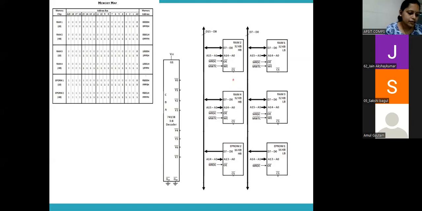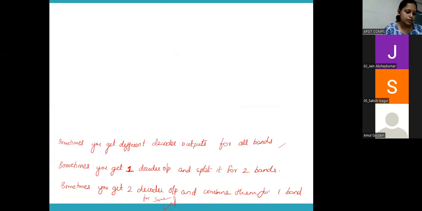Write down. Design an 8086 based minimum mode system working at 6 megahertz having the following requirements. 128 KB EEPROM using 32 KB chips. 128 KB RAM using 64 KB chips. Have you noted it down?